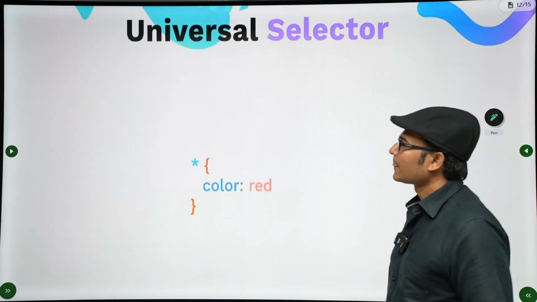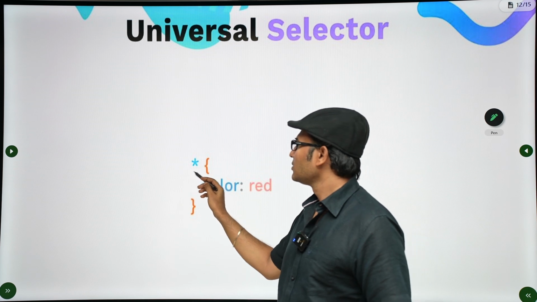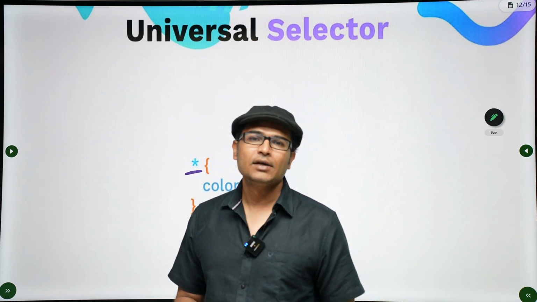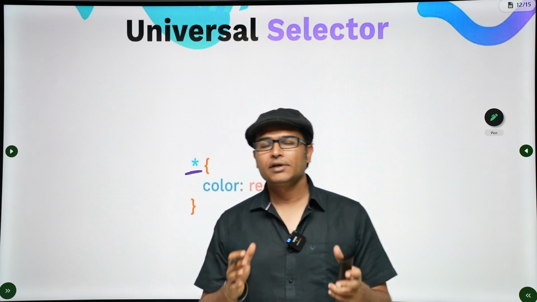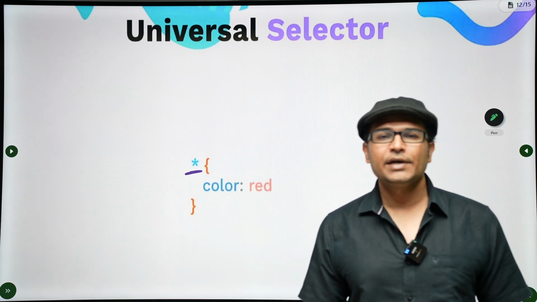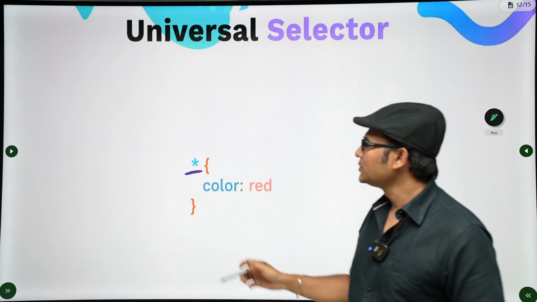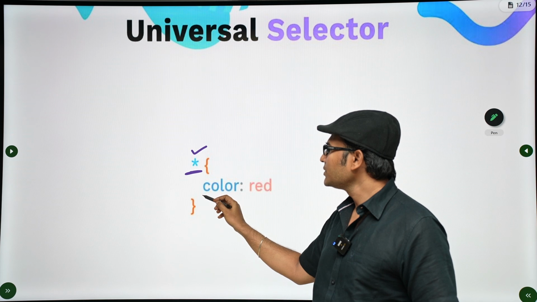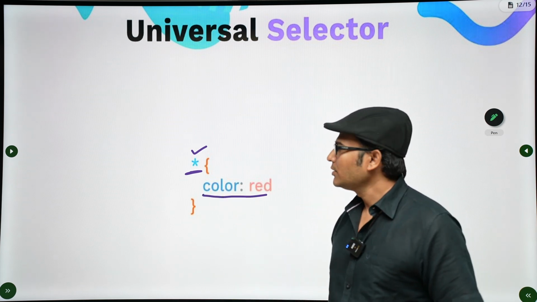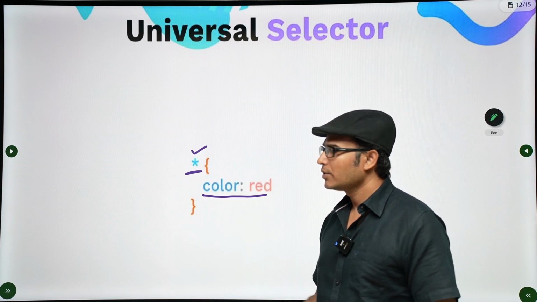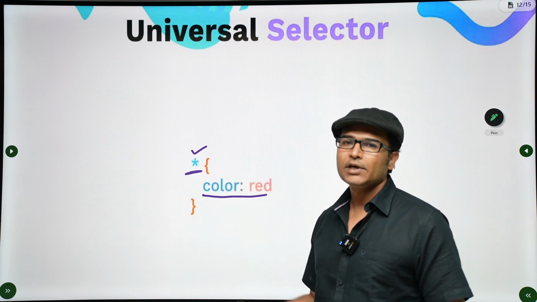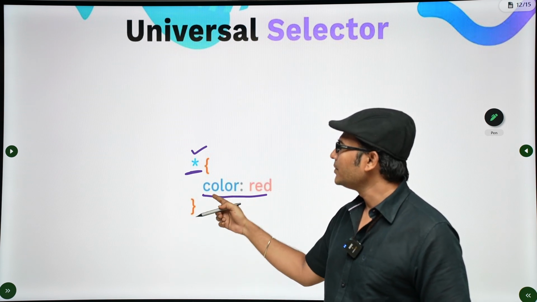Now there is the universal selector. Sometimes you want to apply some style, like centered alignment, to all the elements. In that case, you can use star. Then this particular style will be applied to all the elements in the HTML file. We use it rarely. If you want to do something to all the elements, like change the color, then all the elements will be in that color.